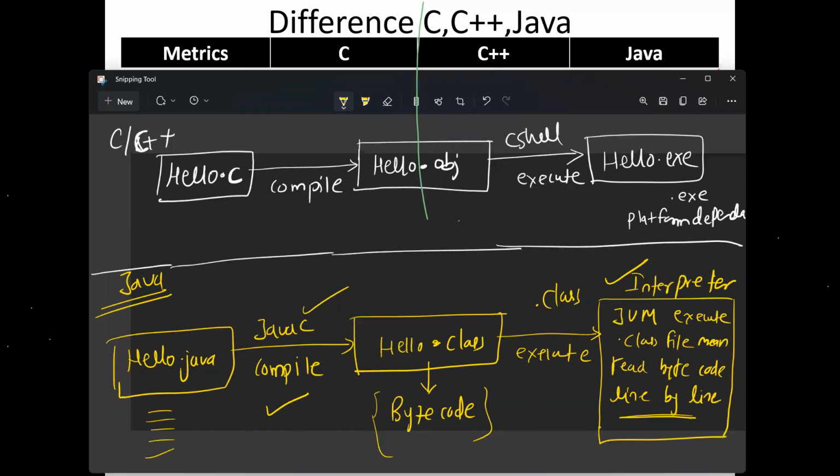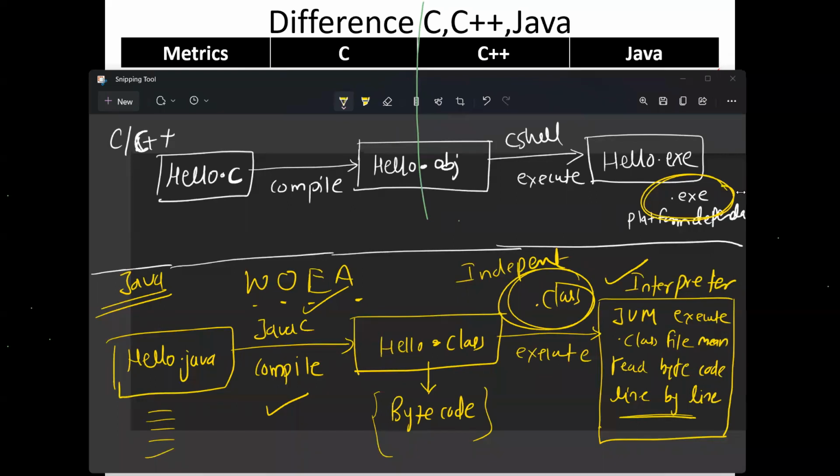So if people ask you which file you will get in C or C++ code, you will get an exe file. But in Java, you will get a .class file. This point you need to remember. Here the class file is platform independent. The same class file you can execute on Windows, Linux, Mac, any platform. That is the reason a Java program can be written once and executed on any platform. Write once, execute on any platform. I hope the difference between C, C++ and Java is clear.